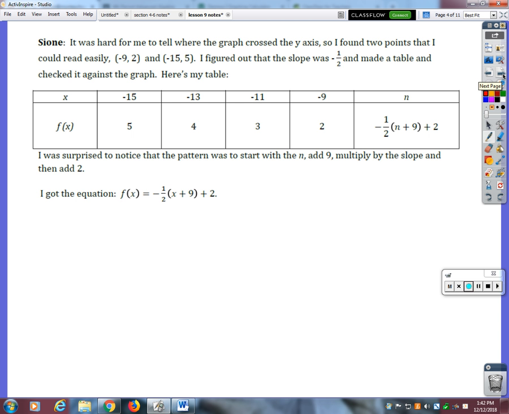I'm afraid to see what Sion says. It was hard for me to tell where the graph crossed the y-axis. Aha! It was hard for us to tell that too. So I found 2 points that I could read easily, negative 9, 2 and negative 15, 5. And I figured out the slope was negative 1/2. Made a table. So she figured out that when the y goes down by 1, the x goes by 2. Okay? I was surprised to notice that the pattern was to start with n, add 9, multiply by the slope, and add 2.